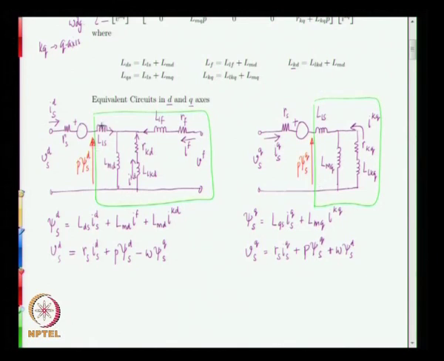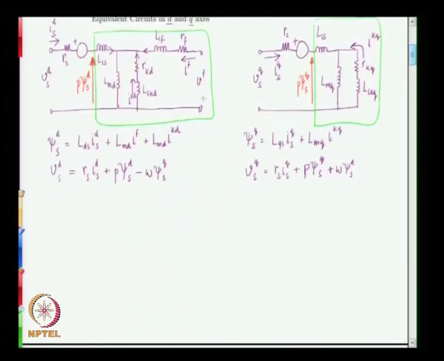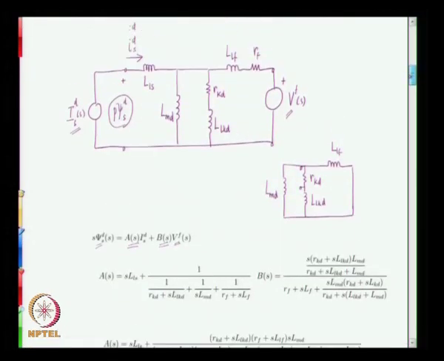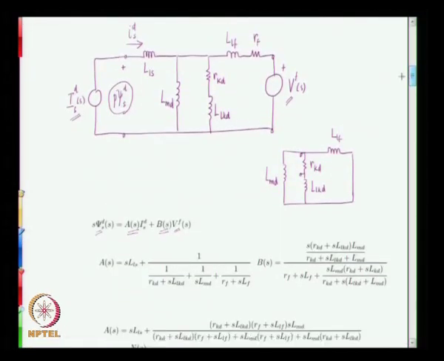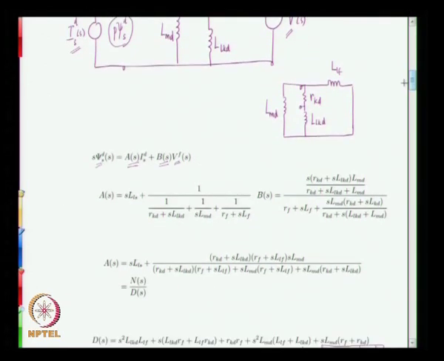we specifically looked at the circuit within the green box, both in the D and Q axis, and then we wrote down an expression for the voltage, which is S times psi d of S in this form, and then we tried to evaluate the expressions A and B.